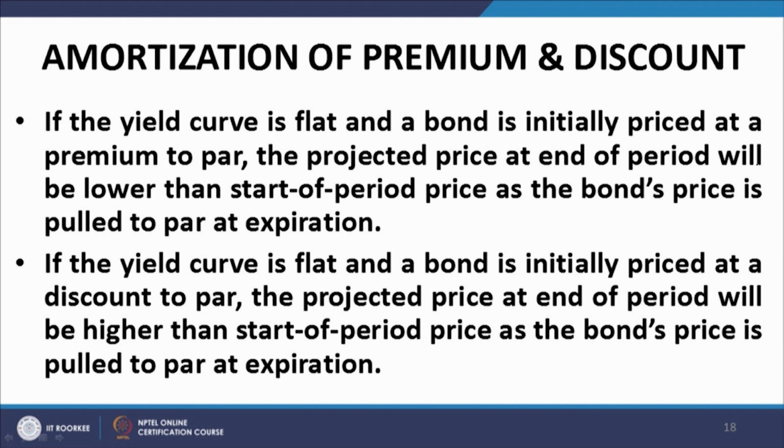Amortization of premium and discount, this also I had briefly touched upon earlier. Let us recap this as well. If the yield curve is flat and a bond is initially priced at a premium to par, that is, the bond is trading at a premium, that is, the coupon rate exceeds the YTM, the projected price at the end of the period will be lower than the start of period price, as the bond price is pulled to par at expiration.